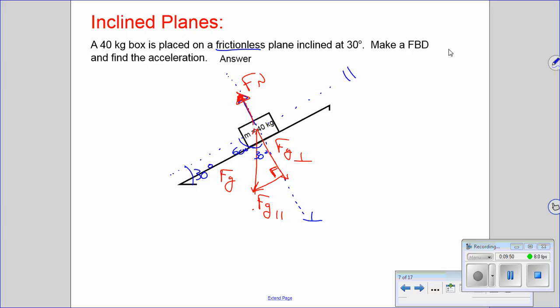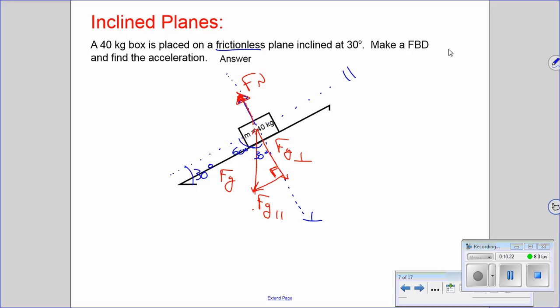All right, so there are three sides to my triangle: FG, FG parallel, FG perpendicular. Which one's the hypotenuse? FG, right? Because look, here's my right angle. So please don't think that just because these are slanty, one of those has to be the hypotenuse. The hypotenuse is the one that goes straight down, across from the 90-degree angle. Good? All right, so that means opposite, adjacent, hypotenuse.